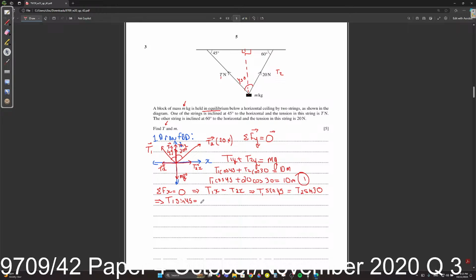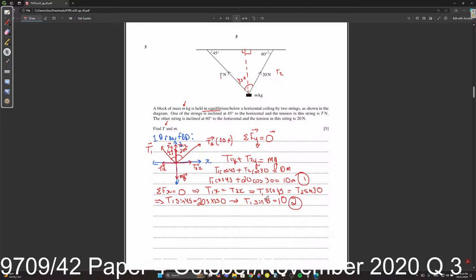What's T2? 20 sine 30. You're going to get 20 sine 30, which is equal to, if you do it on a calculator, exactly 10. So T1 sine 45 is equal to 10. Okay. So this is equation 2.